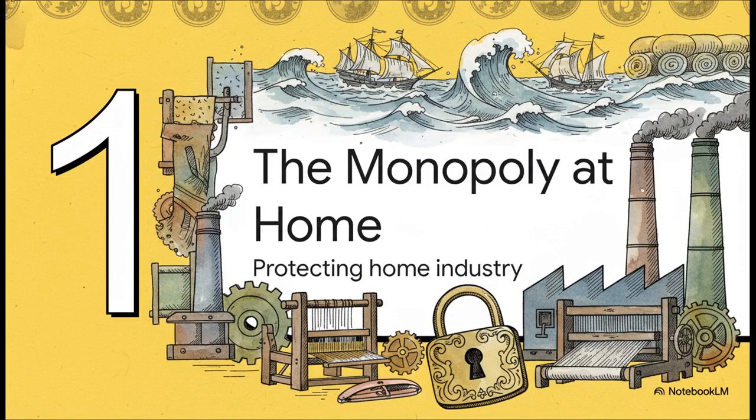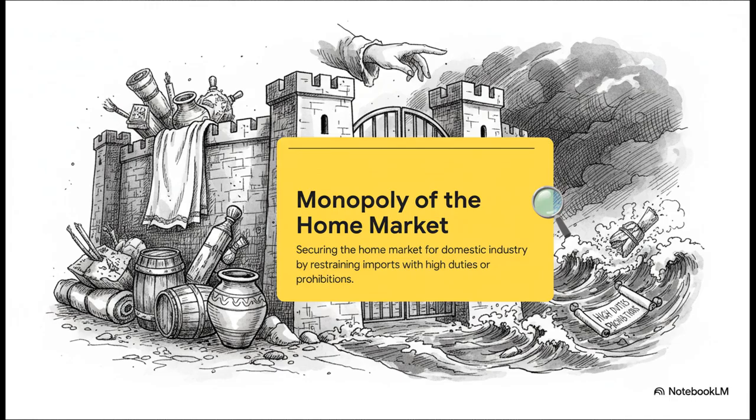Okay, first things first, let's set the scene. To really get how radical Smith's ideas were, you have to understand the world he was living in, the system he was trying to challenge. Back in his day, it was just normal for governments to actively block foreign competition. It was seen as giving a leg up to the industries right there at home. Smith had a name for this, the monopoly of the home market. And yeah, it's pretty much exactly what it sounds like.